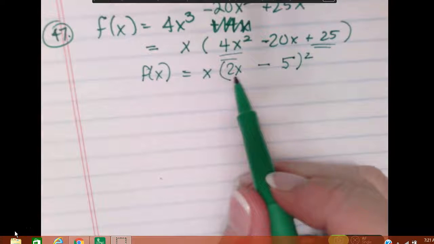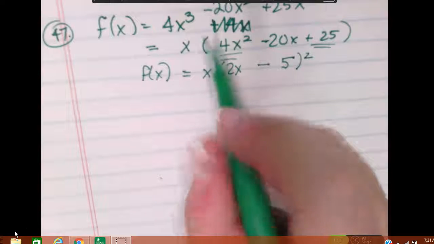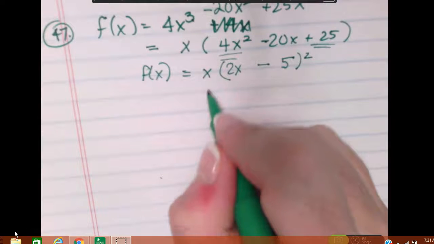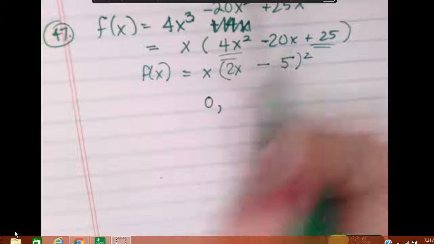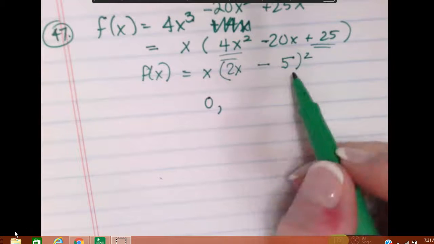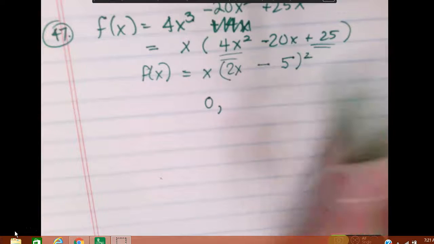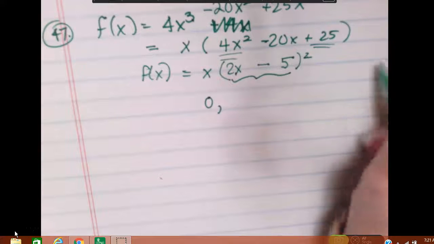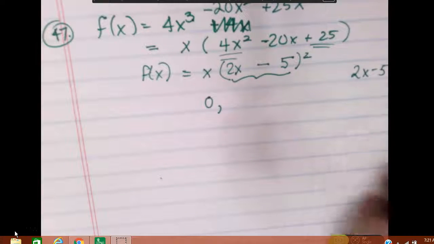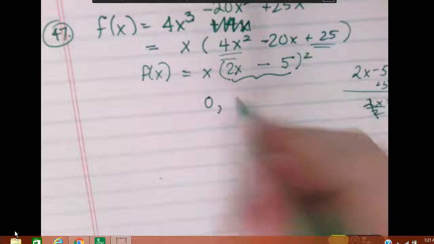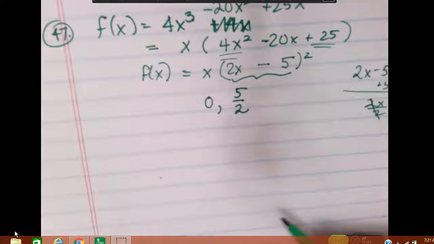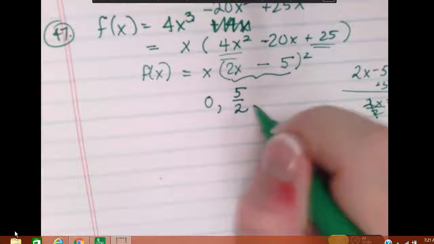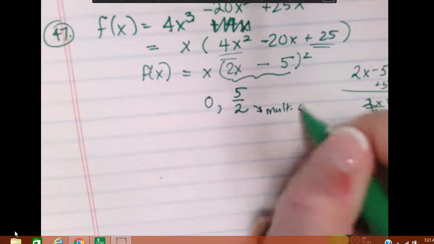Now I simply need to find the zeros. Since we start off with a power of 3, there's going to be 3. My first zero is 0. Then I'm going to have a multiplicity of 2 here because I've got a square factor. What value of x makes this whole expression equal to 0? If you're not good at that, you can bring it out to the side and make yourself a little equation. So 2x equals 5, divide by 2, x equals 5 halves. Those are the zeros, and this one just has a multiplicity of 2.